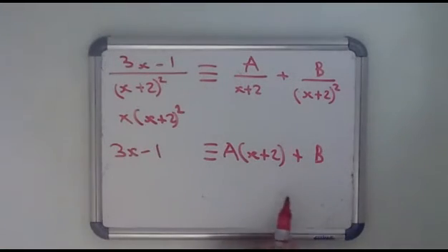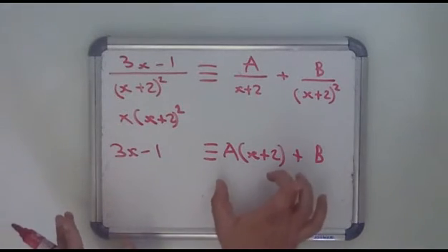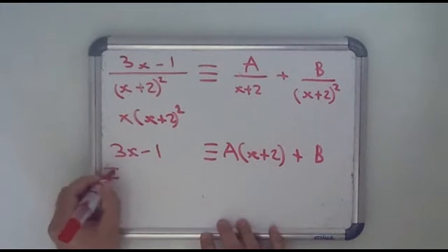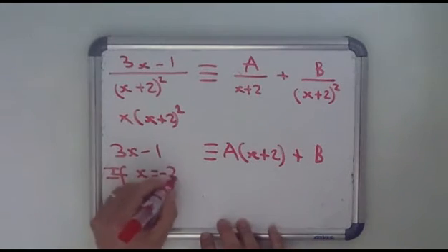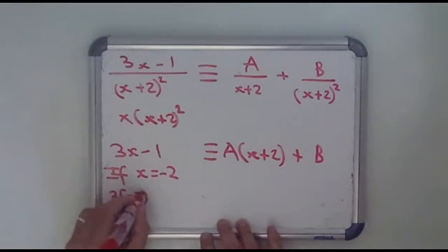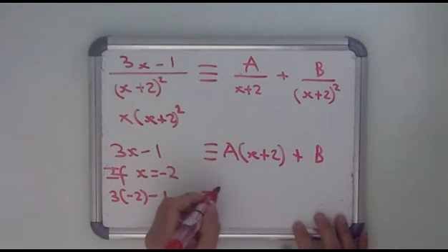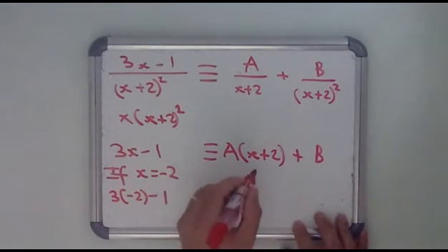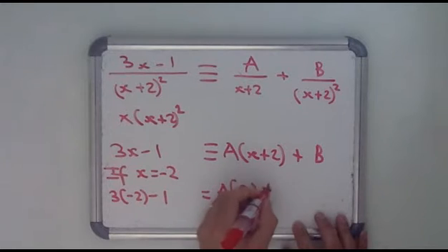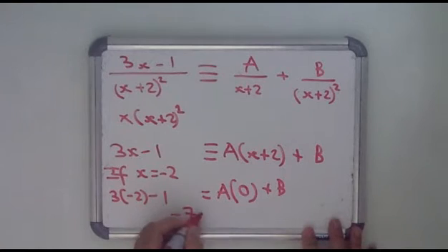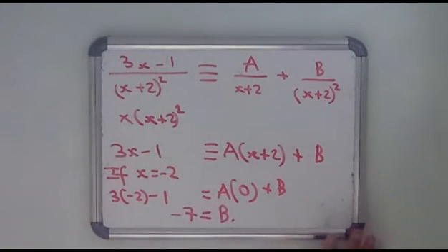The first immediately obvious one being x = -2. So if x equaled -2, this term with the A in it would disappear and we'll be able to find B. So if x = -2, 3 times -2 minus 1 equals A times (-2 + 2), which is 0, plus B. 3 times -2 is -6, -6 minus 1 is -7, so -7 equals B.